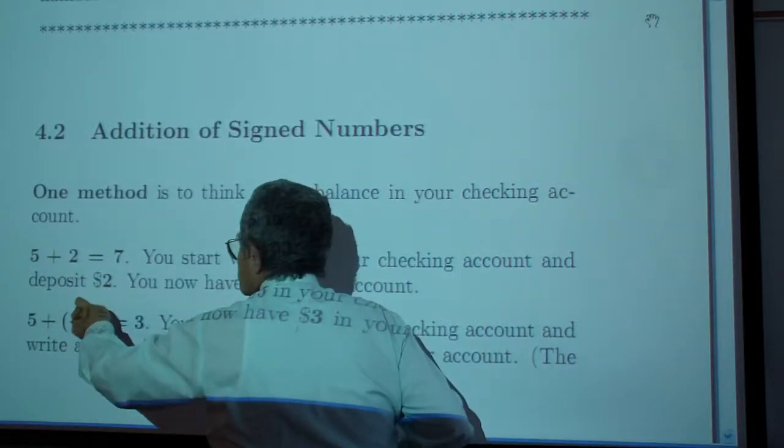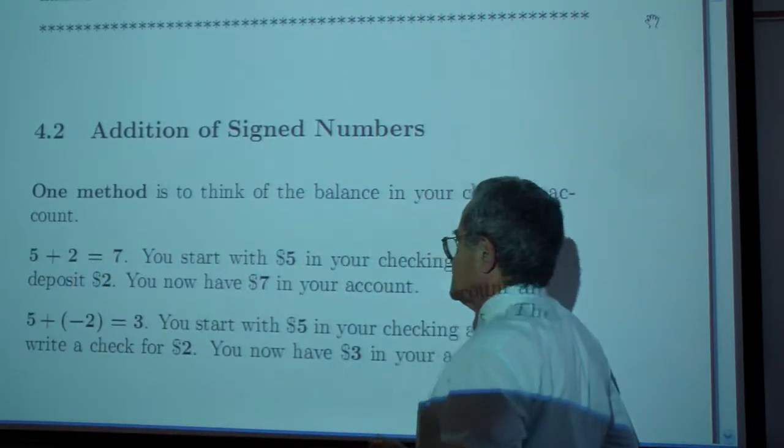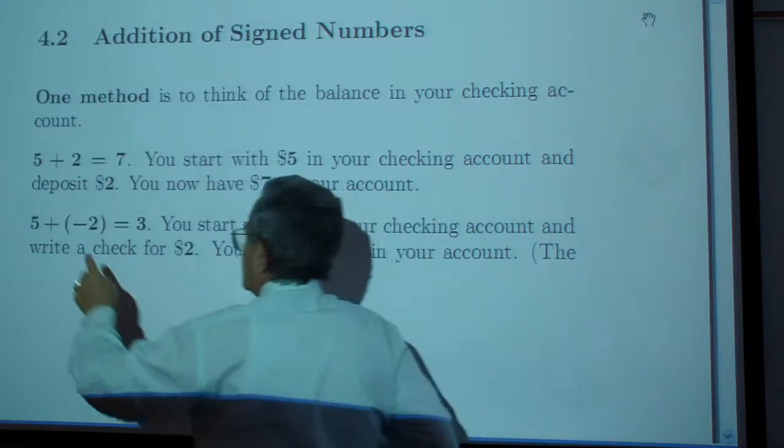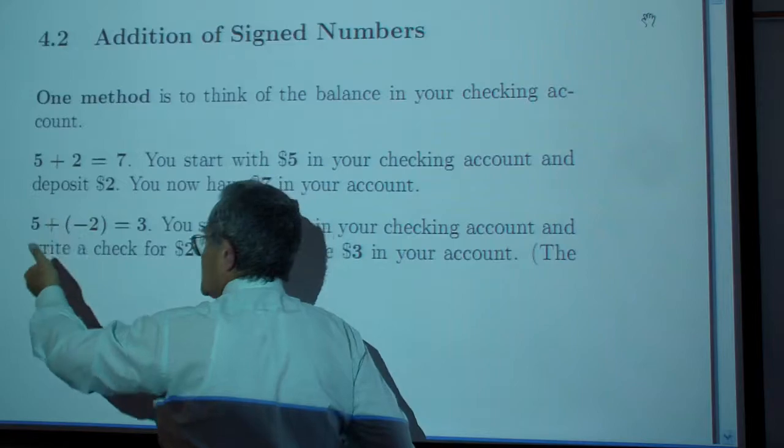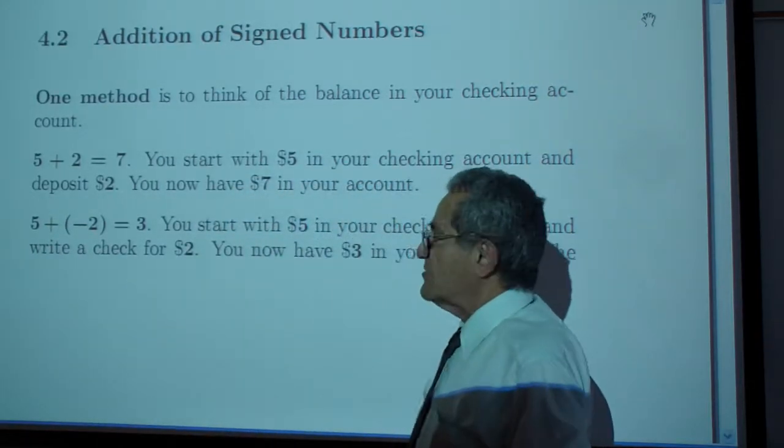And you deposit $2, you have $7 in your account. You have $5 in your account, you write a check for $2. What is left in your bank account after the check comes in? $3.